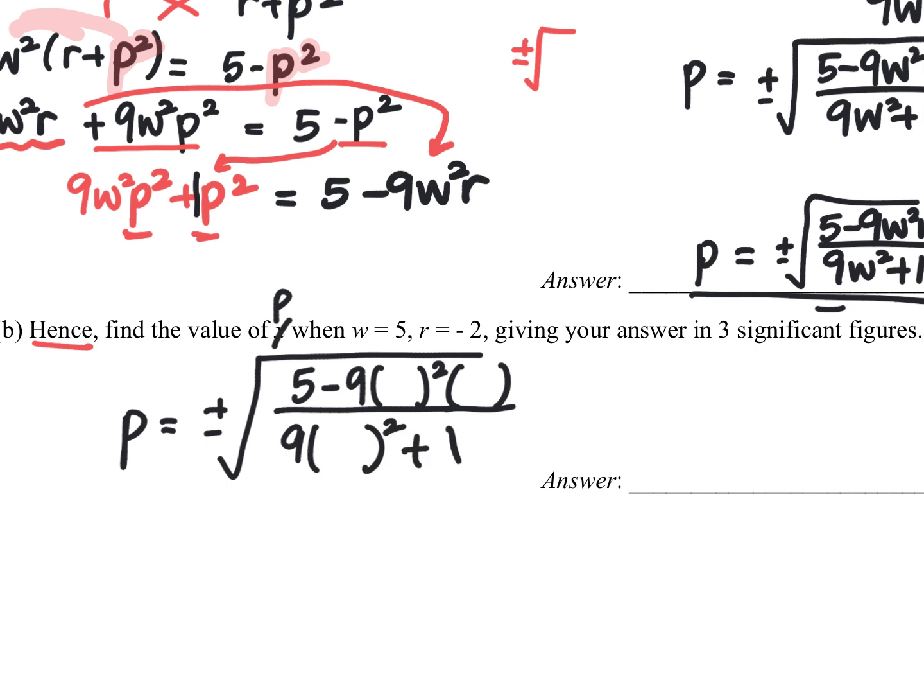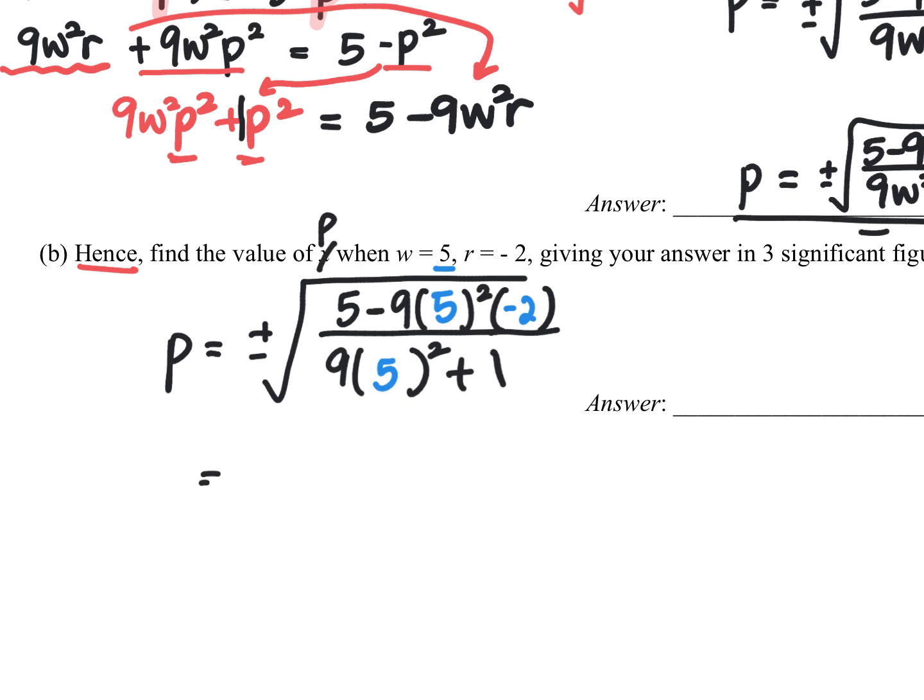So we're going to fill in the numbers given to us. W is 5, so 5 square. R is negative 2. Remember, put brackets for your negative number. And you square it, the answer will be a different number. So let me just key the whole thing into my calculator. Remember, the square is for 5, and then there's a negative 2. Then this one is 9 bracket 5 square plus 1. The first answer, I got 1.41889. The question says write your answer in 3 significant figures.